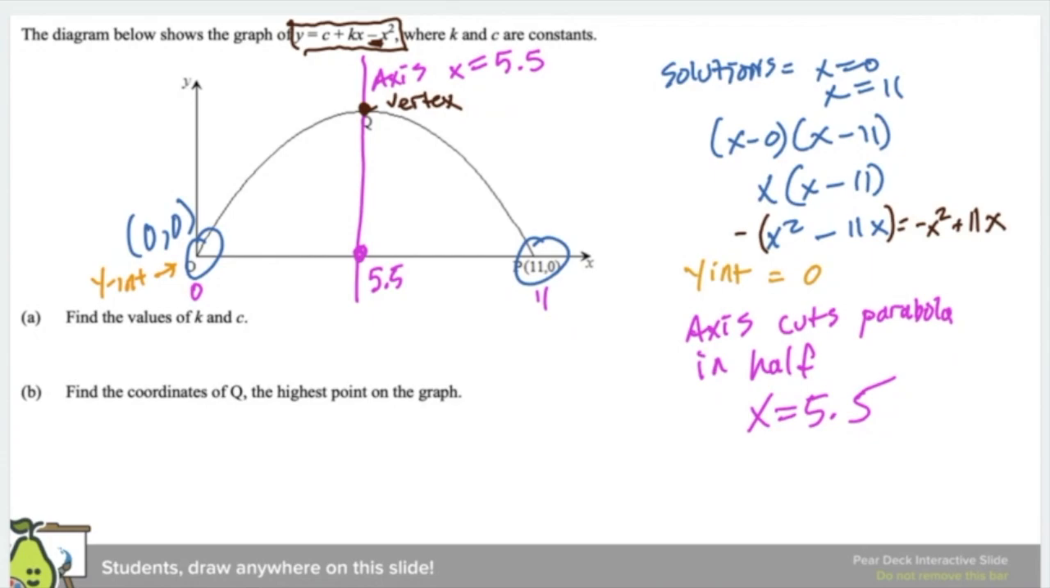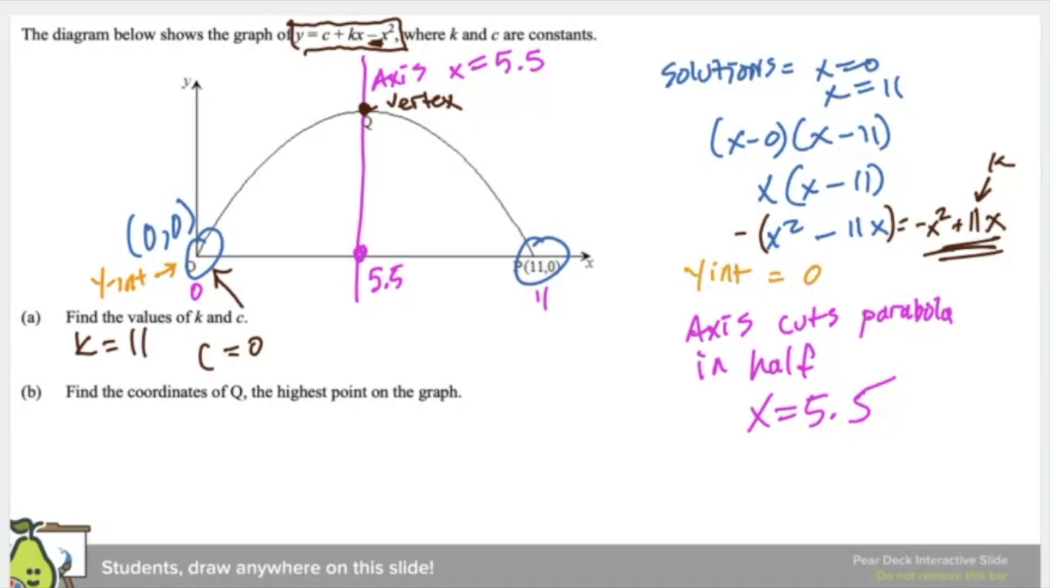So let's go to part A, find the values of k and c. I'm going to look right here. k is the number that's in front of x. What's in front of x? 11. That's k. So k equals 11. Remember, c is your y-intercept. Look at that. c is 0. That's why my equation is just negative x squared plus 11x.